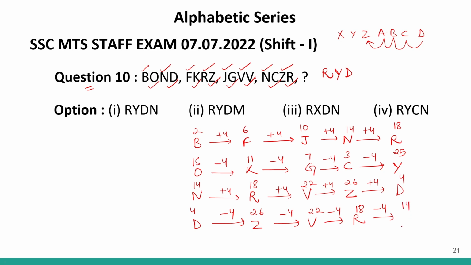Minus 4 will give me 14th. And at 14th position we have N. So my next term will be N. So I will get R, Y, D, N, which is option number 1. So option number 1 will be the correct answer to this question. Clear?